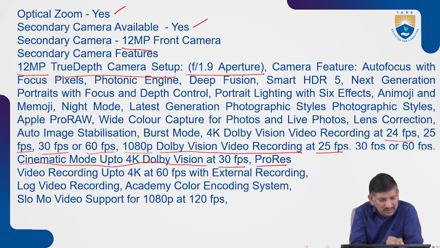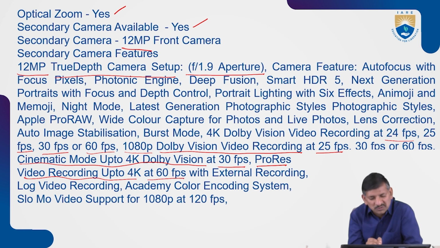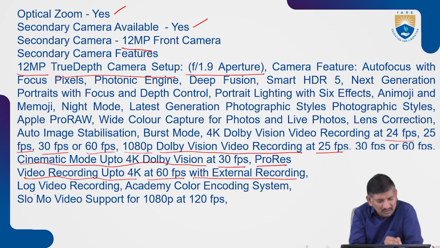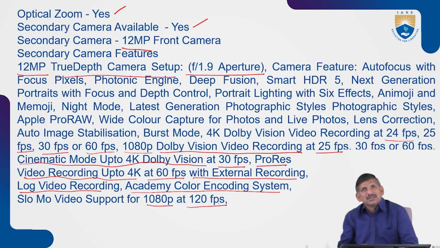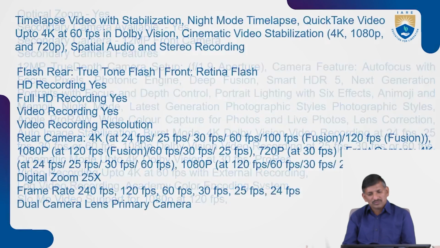ProRes video recording up to 4K at 60 frames per second with external recording, log video recording available, Academy Color Encoding System, slow motion video support for 1080p at 120 frames per second. These are the secondary camera features of the iPhone 16 Pro.